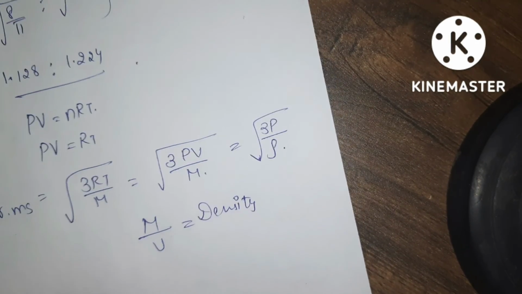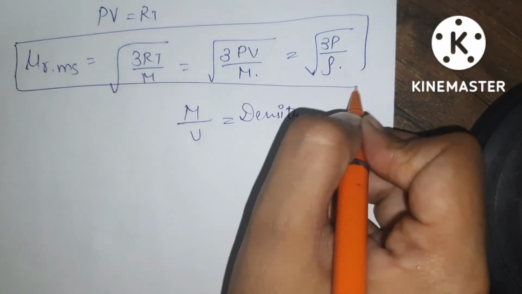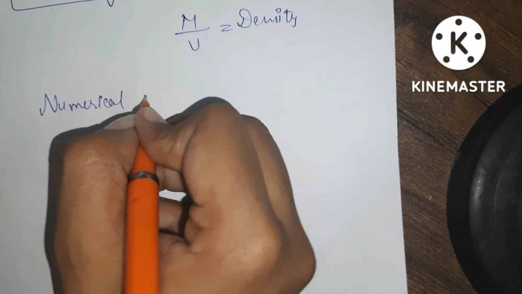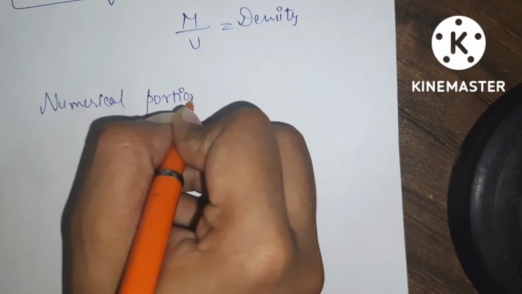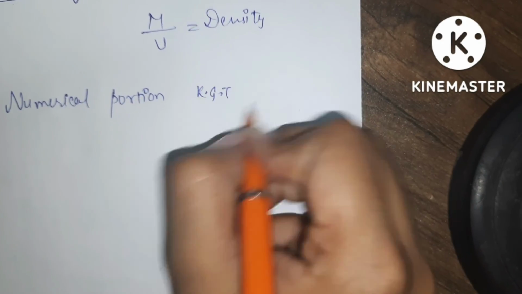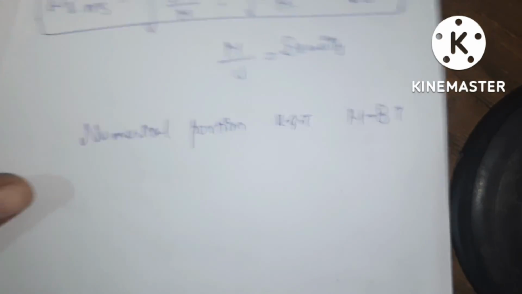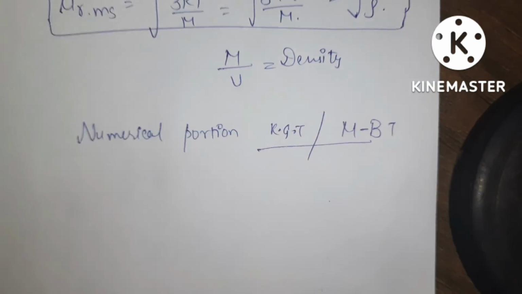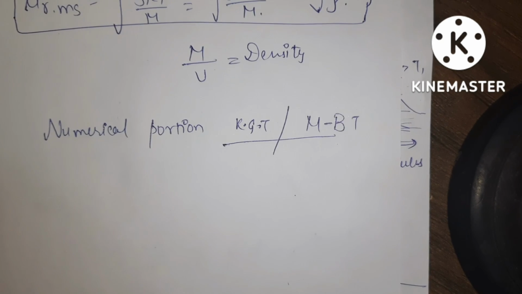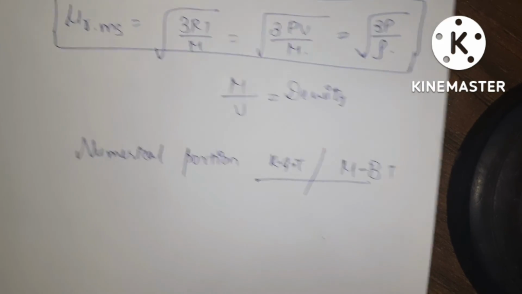Okay, so this is all about today's lecture. Tomorrow we are going to discuss the numerical portion of kinetic gas theory, KGT, I have written the short form, and the Maxwell-Boltzmann theory. We will discuss these numericals, and first you have to read all the things of the Maxwell distribution law. Thank you so much for watching.